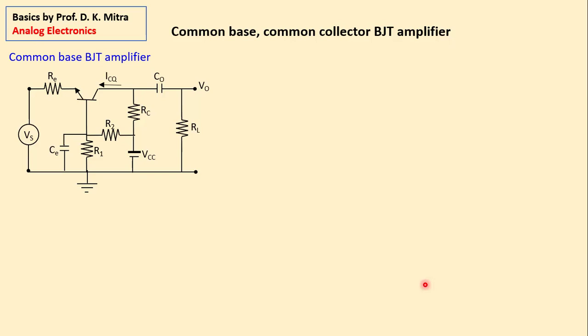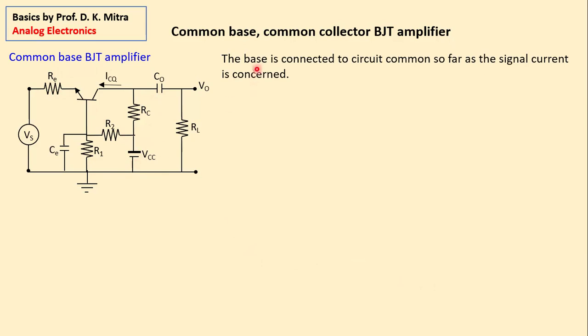So this is a common base amplifier. Here I have seen the base is connected to the common, so far as current is concerned, but there is a resistance. So why do we call it common base? Because so far as the signal is concerned, this path is a short circuit. So this point you must remember.